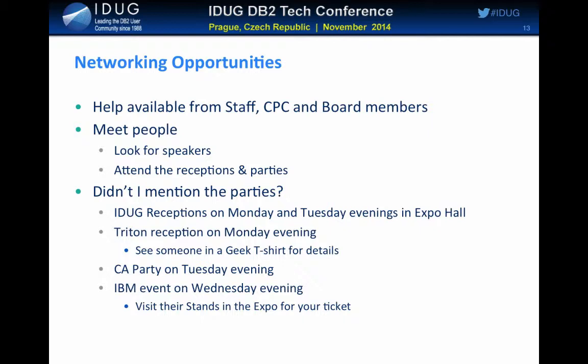I haven't mentioned the parties yet, and there are several parties being held during the conference week itself. The first of these are receptions in the expo hall on Monday and Tuesday evenings when the expo opens, and then on Monday evening, Triton, after the expo closes, have got a reception. CA have got their traditional party on Tuesday evening, and IBM are holding an event on the Wednesday evening. If you want to participate in one of the vendor receptions or parties, then speak to that vendor at the expo, at their stand or booth, and get your ticket.